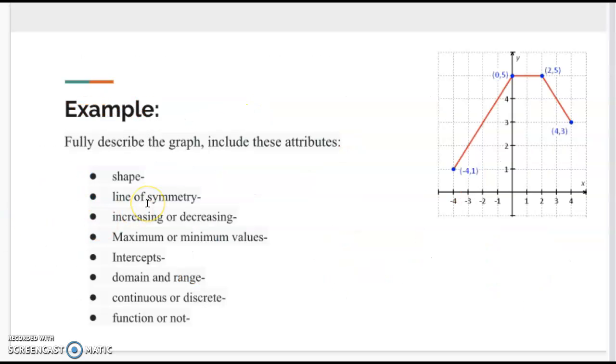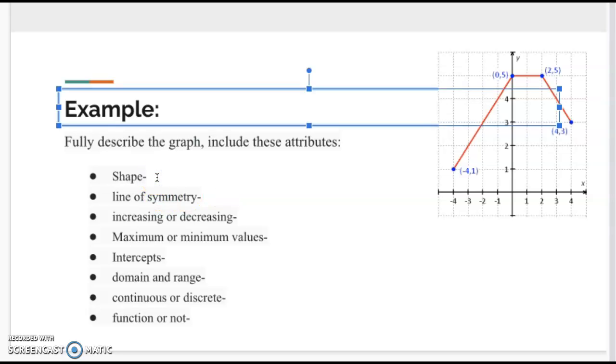Okay, these are all of the different things that we have to go through every single time. If this was your homework or your assignment, it's going to ask you to fill out every single one of these. So let's do this one together. We have this graph over here. Shape: it looks like an upside down V, almost, right?